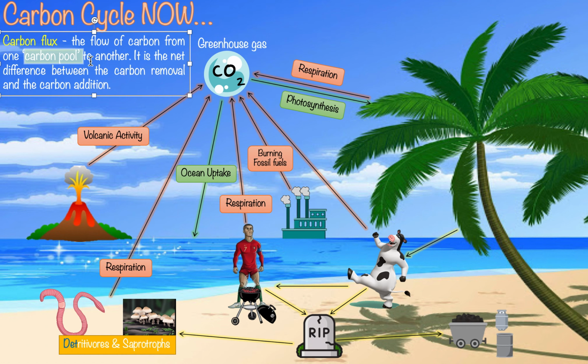It is the flow of carbon from one carbon pool to another. So carbon flux from the ocean to the atmosphere, that's carbon flux, okay? That is the flow of carbon from one pool to another. Now, in reality, we can define it as the net difference between the carbon removal and the carbon addition. So clearly now we can see that there is more carbon addition than there is carbon removal. So we are causing increased carbon in the atmosphere. Okay, so that's important to understand, this idea of carbon flux, the movement of carbon from one thing to another.